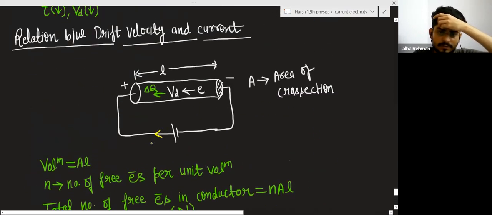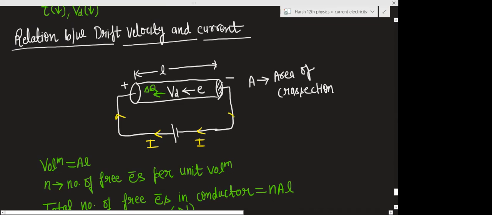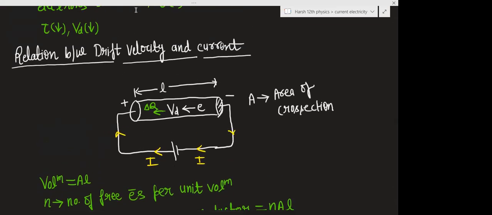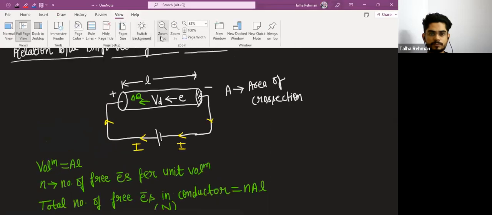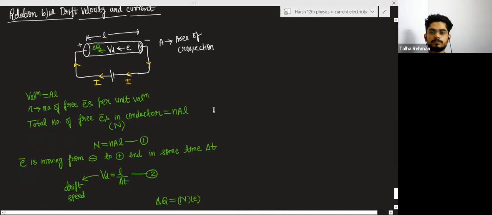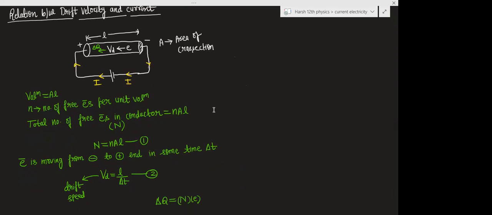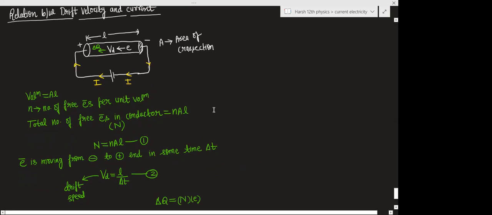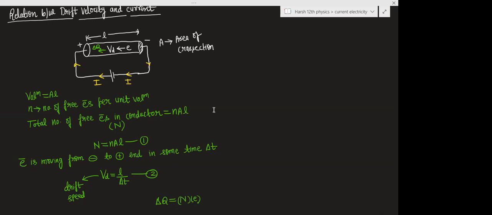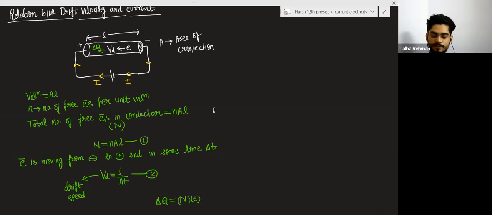And the current will flow from the positive terminal to the negative terminal, like this. Delta Q is the charge flowing through the cross section.